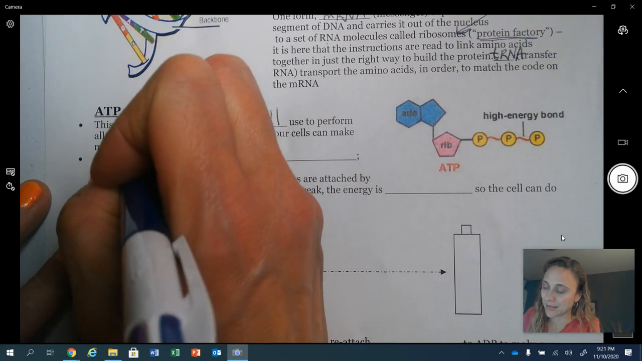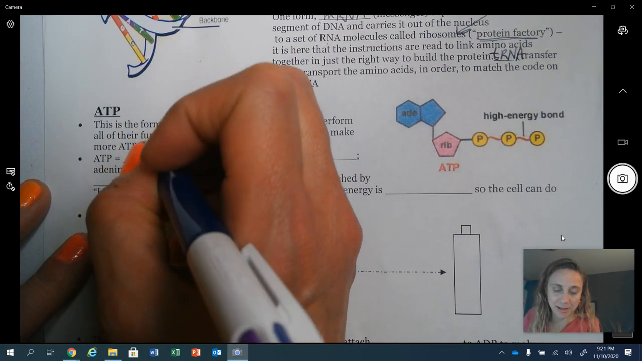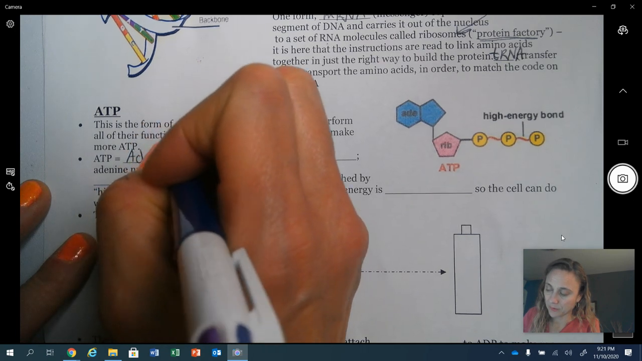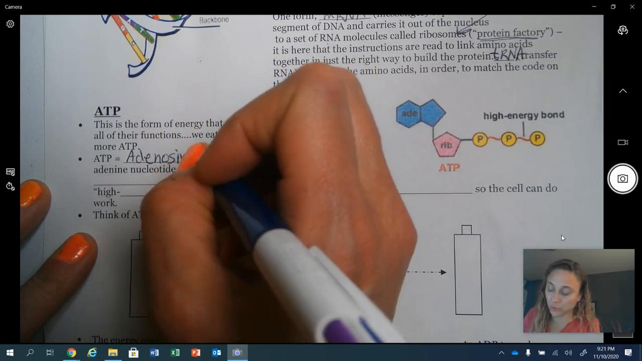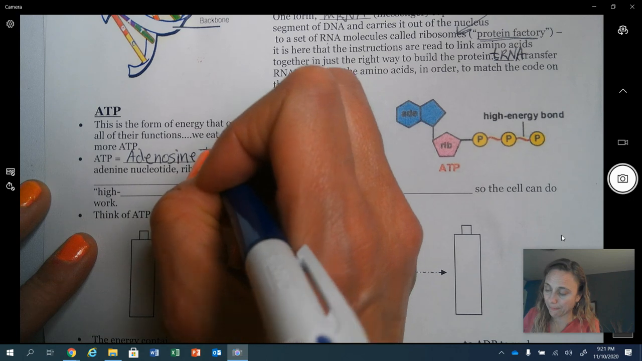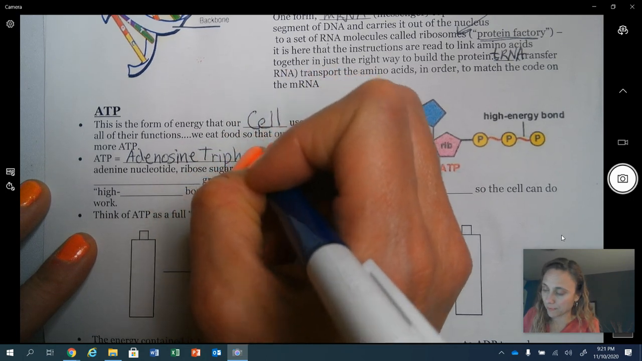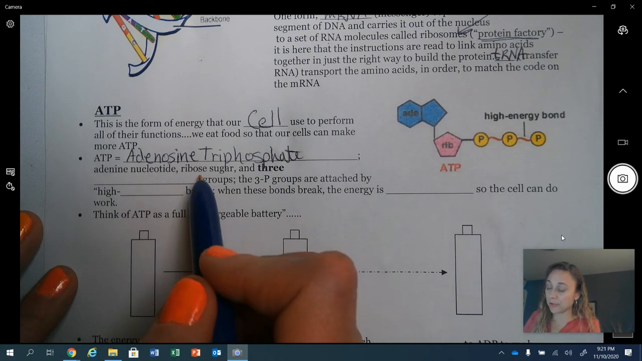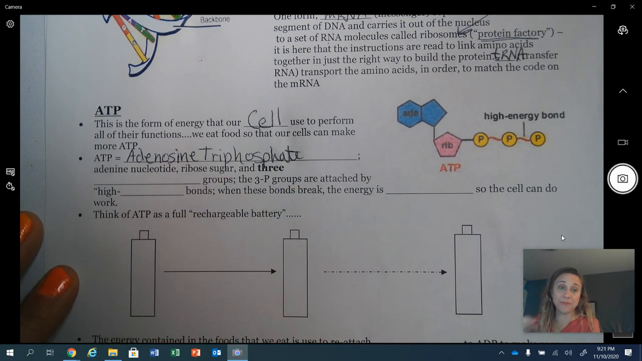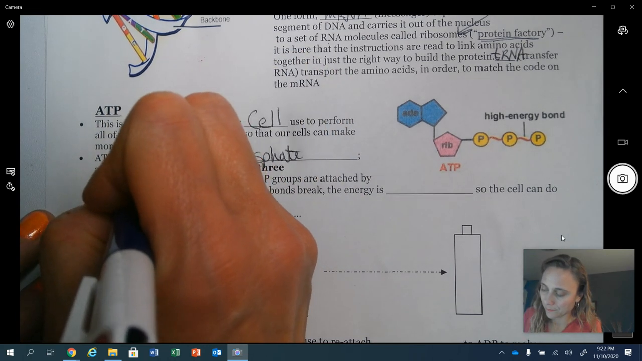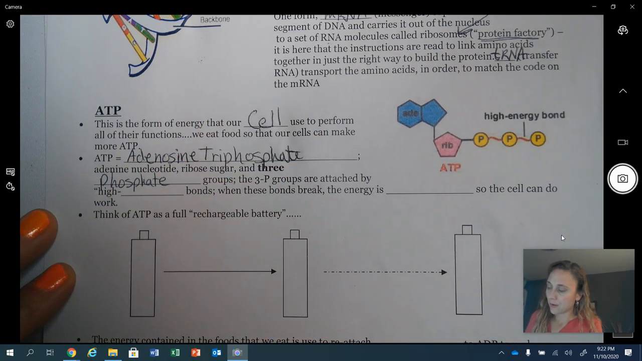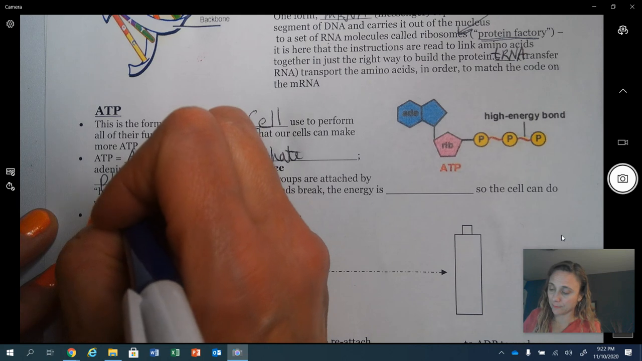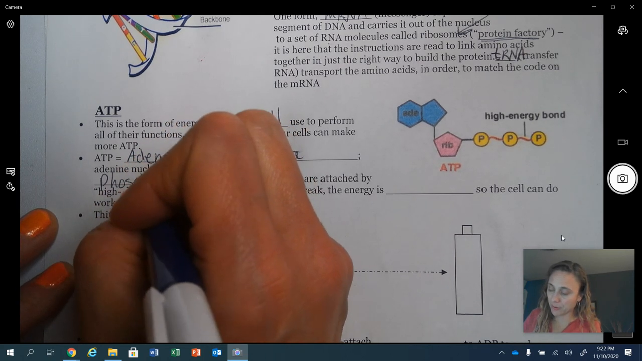ATP stands for adenosine. That's that adenine base. And if it's charged, it's a triphosphate. That's what the TP stands for, not toilet paper. So it's an adenine nucleotide with the ribose sugar, of course. And this time it has 3 phosphate groups. The 3 phosphates are attached by high energy bonds. There's a lot of energy stored in that bond.